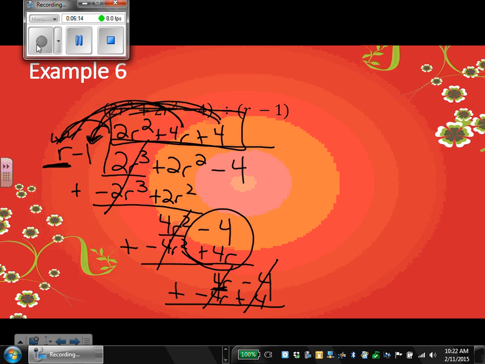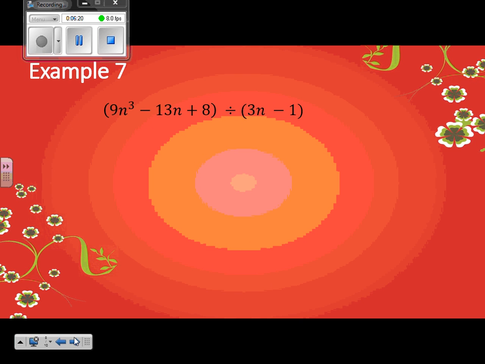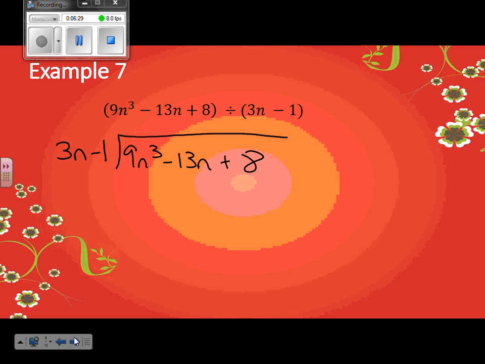Okay, let's look at another one. Everybody okay with me? Sort of? It will click here in about 2 seconds. So let's go ahead and set this one up: 9n cubed minus 13n plus 8. Do we have a missing degree?